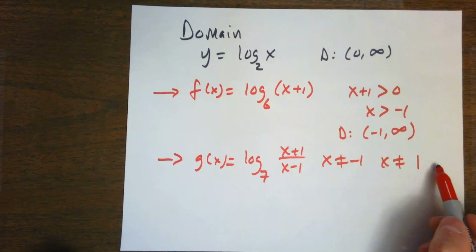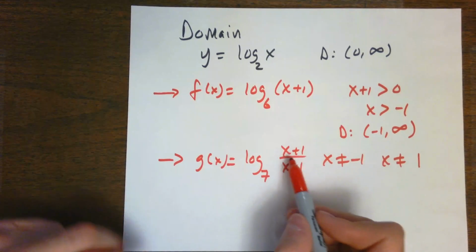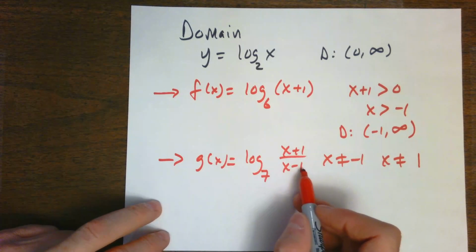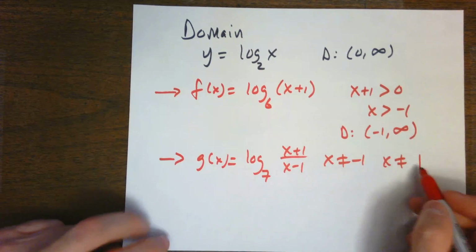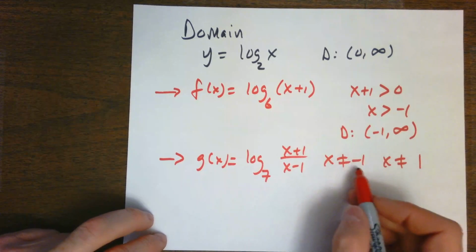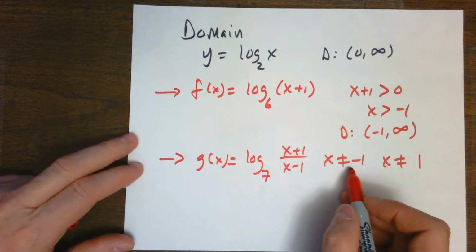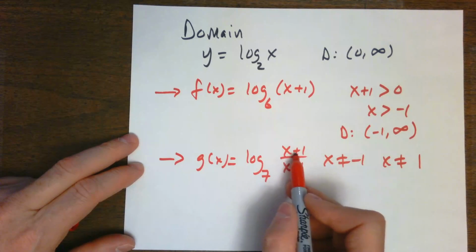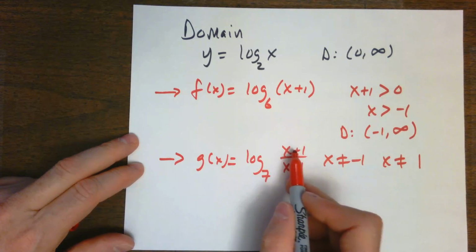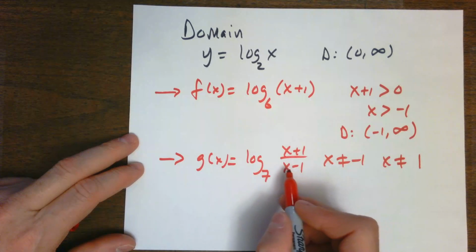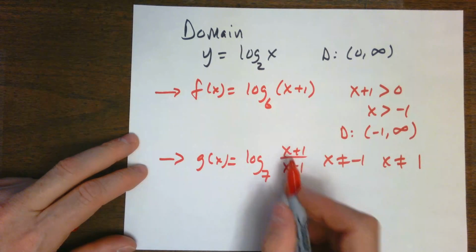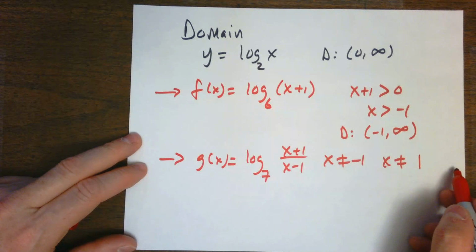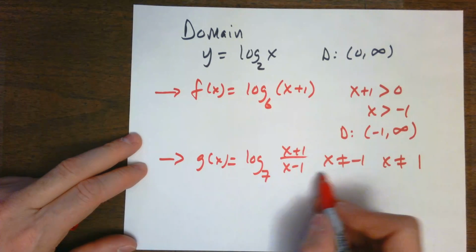Well, can I have values bigger than 1, like a 2? Well, 2 plus 1 is 3 over 2 minus 1 is 2. I get a positive number. I can have numbers bigger than 1. Can I have numbers less than negative 1, like negative 2? Am I allowed to have negative 2? Negative 2 plus 1 would give me negative 1 in the top. Negative 2 minus 1 would give me a negative 3 in the bottom. Negative over negative is a positive. So I can have numbers bigger than 1, and I can have numbers less than negative 1.